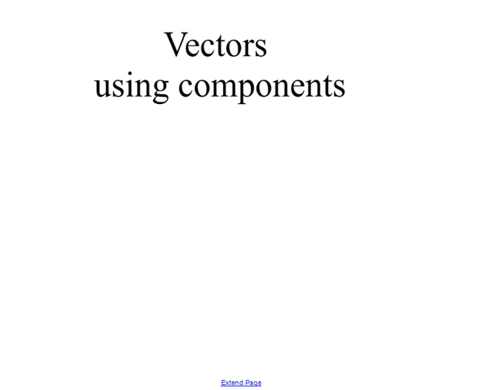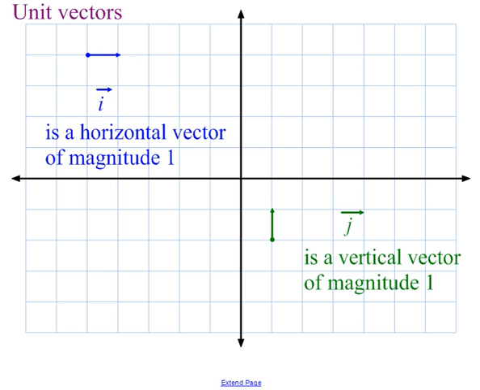Hello, today we're going to talk about vectors using their components. I'm going to start off by looking at the unit vectors. A unit vector is a vector that has a magnitude of 1 or a length of 1. If it is completely horizontal, we call that our unit vector I. If it is completely vertical, we call that our unit vector J. And we are going to write our vectors in terms of I's and J's.